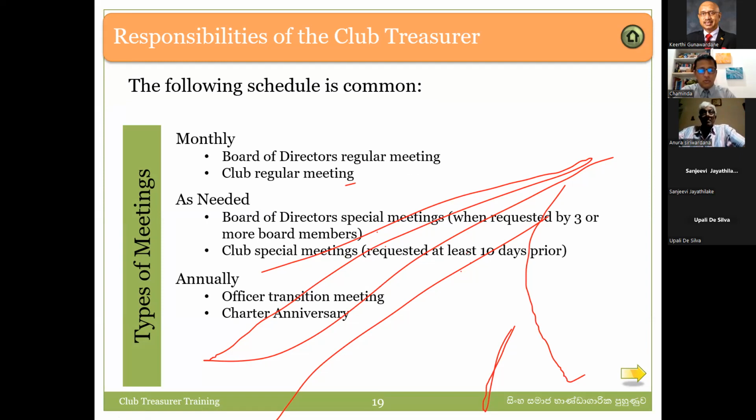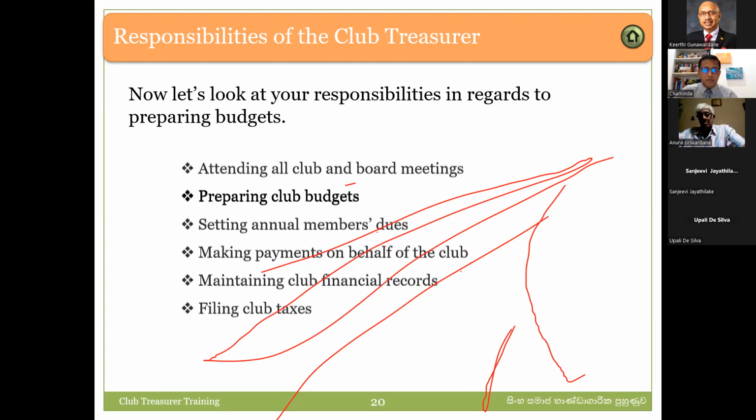Then annually you have the officer transition meeting, where the old officers hand over the things to you. That's our installation ceremony, right? And the charter anniversary. So these are the types of meetings you can have in the club: club meetings, board meetings, regular meetings, special board meetings, special club meetings, the handover installation meeting, and the charter meeting. What do we look at next?